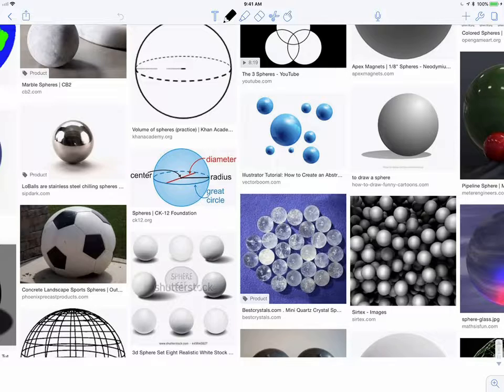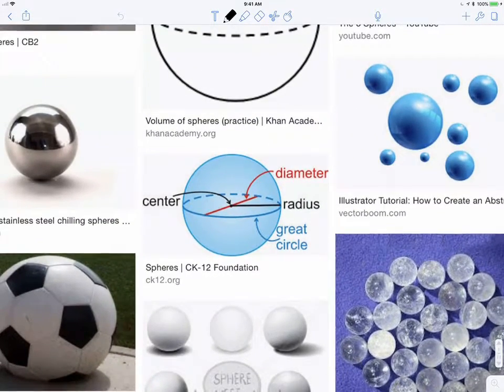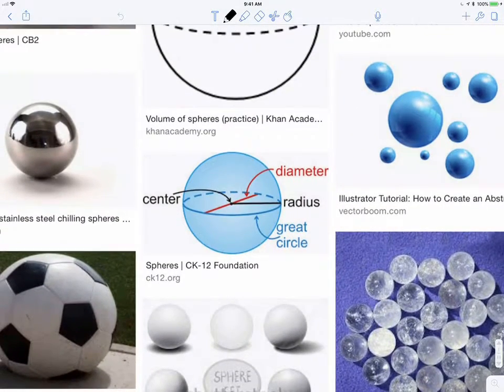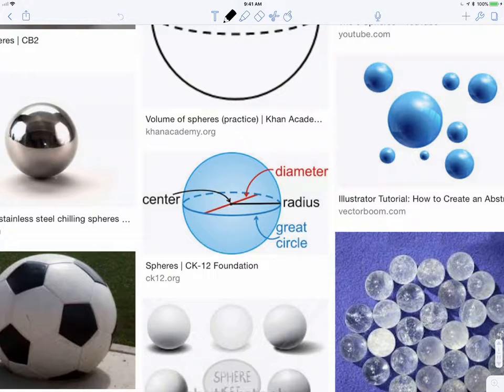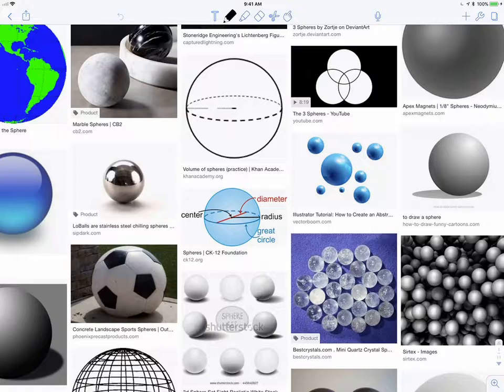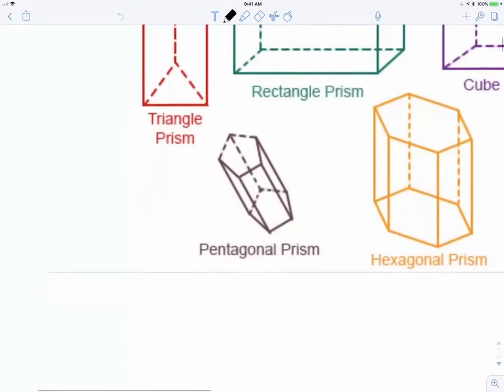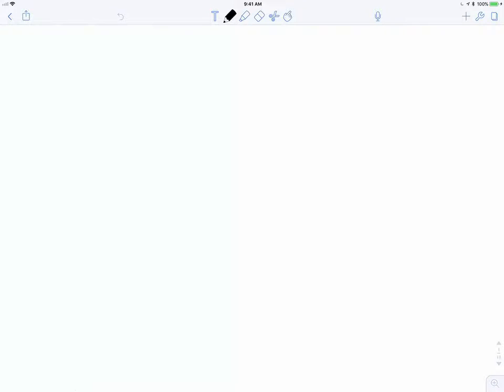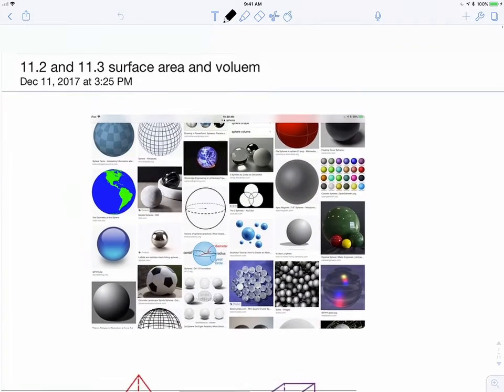So you're familiar with a sphere. There's a bunch of examples right here. There are parts of a sphere that you need to become familiar with, shown in the center picture right here. There's a center of a sphere. You can see a sphere has a radius, has a diameter, and a great circle. So a great circle is like the equator. It's the largest of the circles that could go around a sphere like that. So let's go ahead and start there with spheres. Write some of this stuff down.